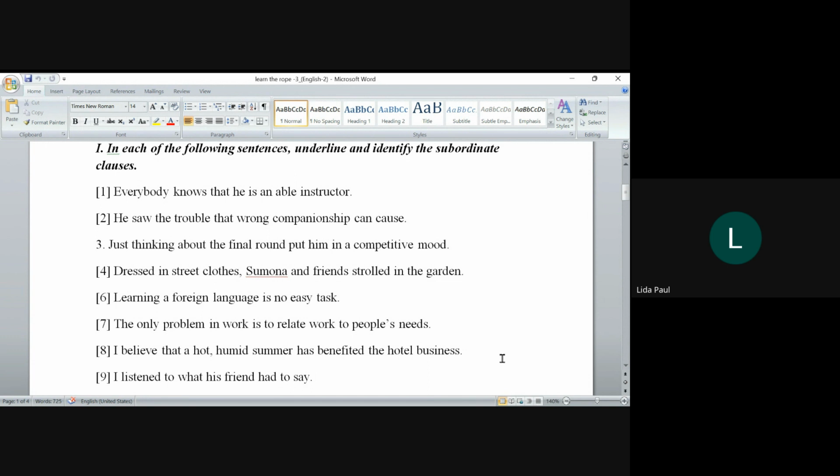Right now, we are not identifying the type of clauses. We are only looking at what the subordinate clause is. Okay. Now, in the first sentence, it was that he's an able instructor. Second sentence again, that wrong companionship can cause is your subordinate clause. Third one, just thinking about the final round put him in a competitive mood.